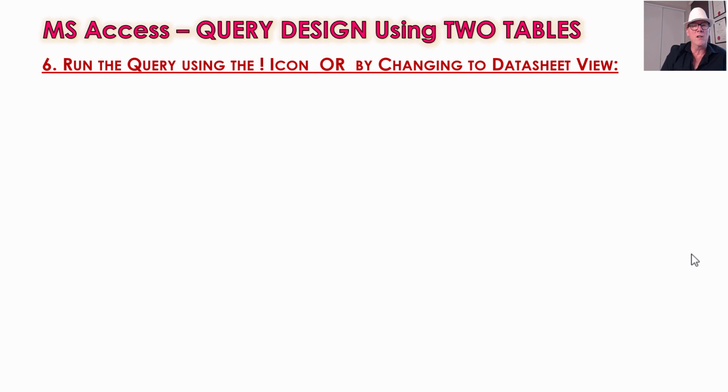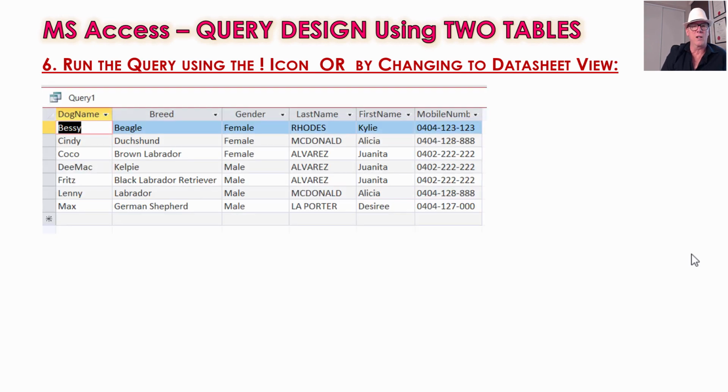Okay, so run the query using the question mark icon or by changing to datasheet view. And this is what you should get. It should list out the dogs. Notice they're in alphabetical order here. It's got breed, their gender, and then it has the correct owner for each dog. Because remember, Juanita has 3 dogs. She's got that lovely chalky brown lab pup. She's got a Kelpie, and she's got that giant big black Labrador retriever as well.